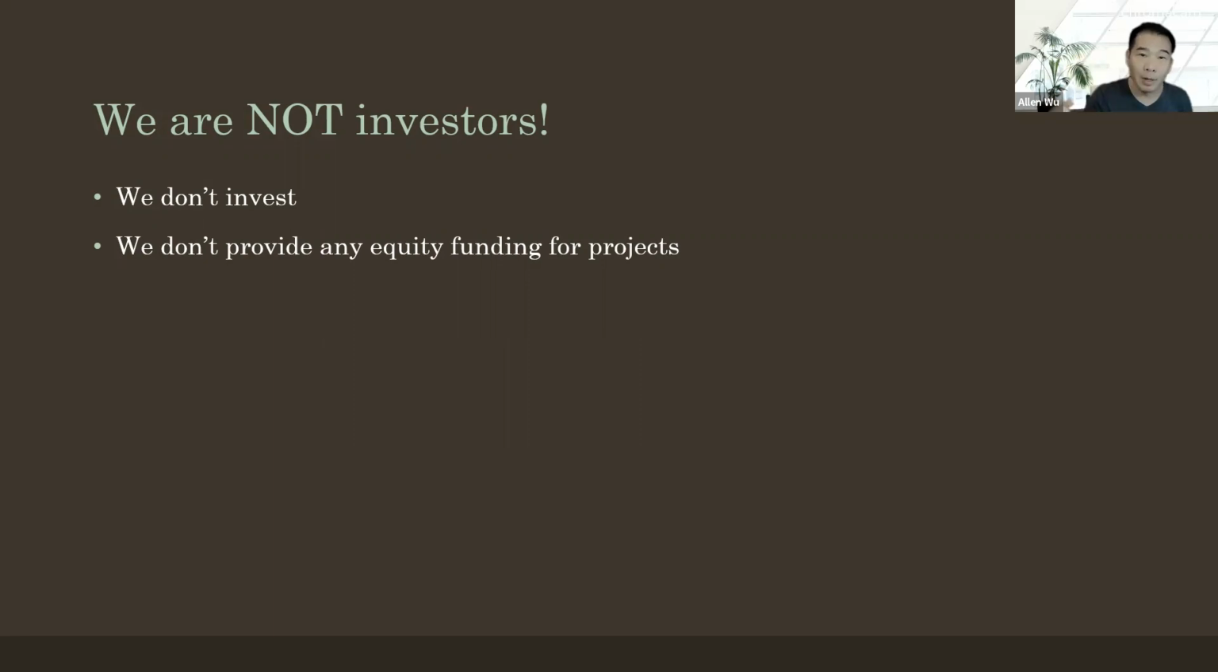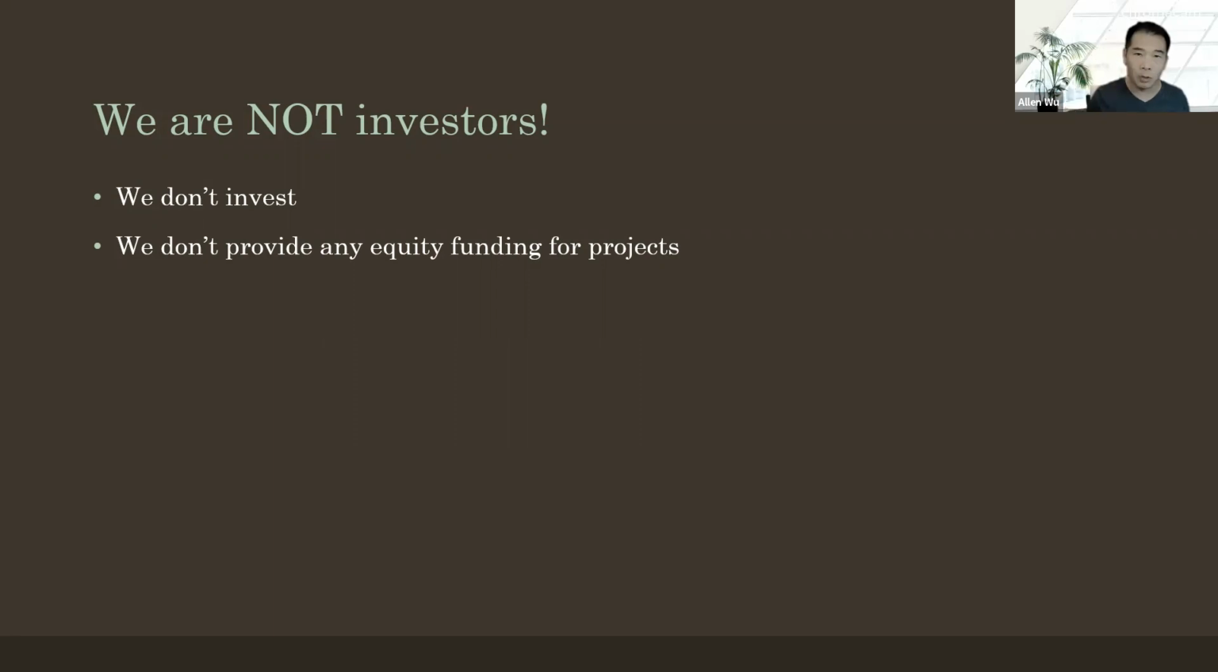When an investor puts money into a project and the project fails, that's okay. They lost the money. That is what investment is all about. You make money together, you lose money together. But we are not an investor. We are a lender. We provide funding for businesses that are already in operation. So make sure that you understand.